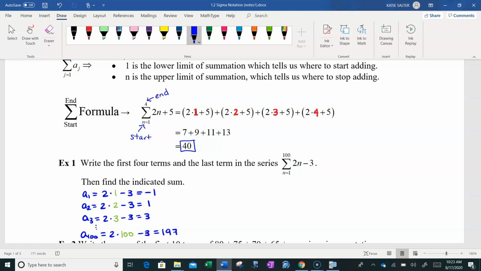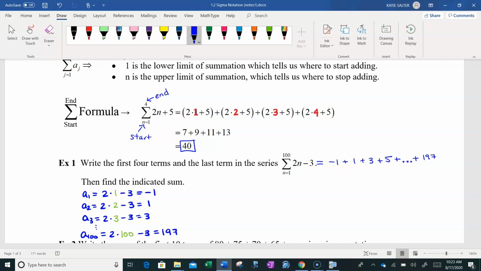So this is what it would look like when we write it out. The first term was -1, the second term was 1, the third term was 3, and the fourth term would be 5, because it's increasing by 2 each time. Then we'd put plus, dot, dot, dot, plus, and then we'd have 197 as that 100th term. This is just showing work so that you can show, here's the first few terms, there's the last term. But then we want to actually find the sum of all these terms.